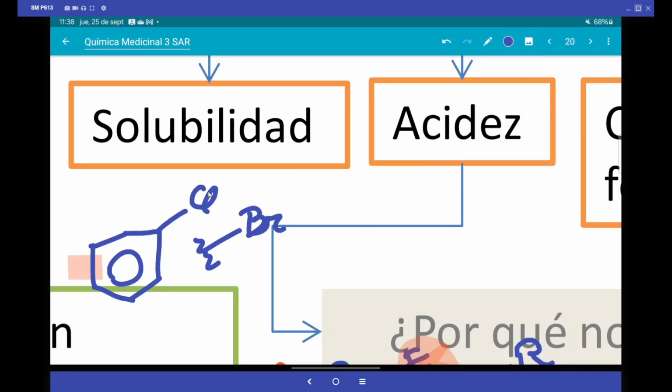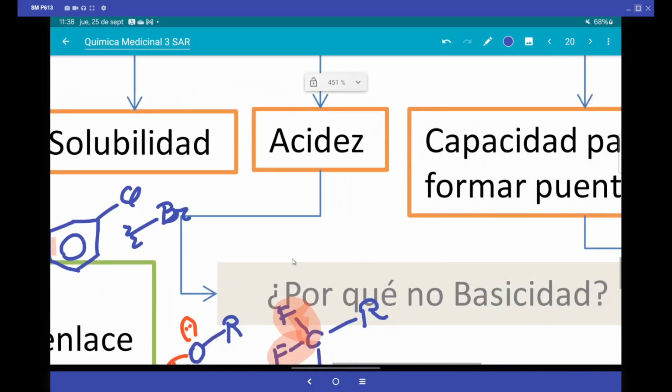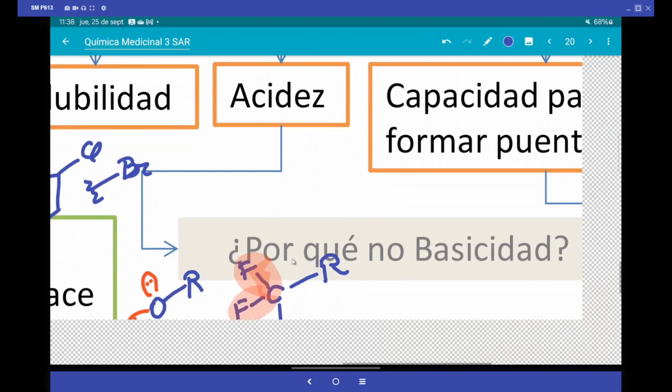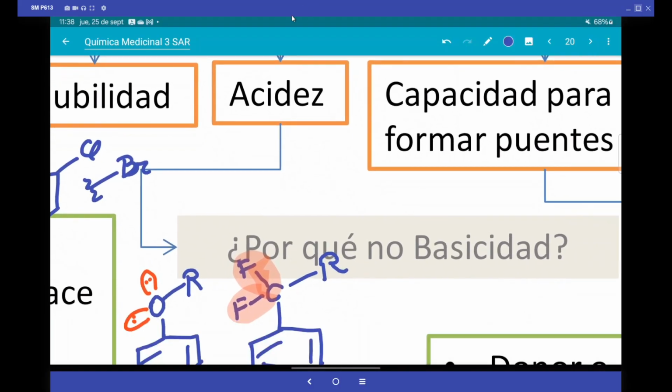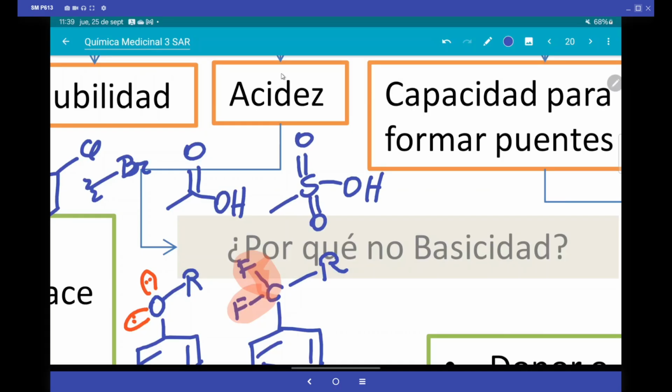Iodine is different from chlorine, and the size of iodine is much larger, and that generates different physical and chemical properties. Another one we could mention is acidity, and there is a question that we will soon answer. Can I replace an acid group by another acid group? For example, you can replace a carboxylic acid by another acid group, such as a sulfate acid group. They are very similar. The two release a proton at pH 7.